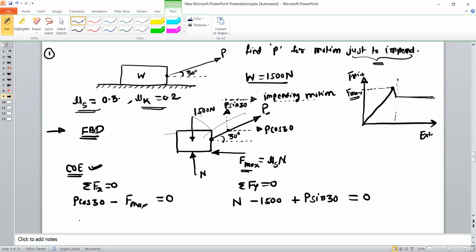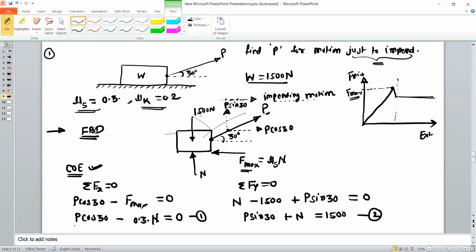So this F max is nothing but mu s into N. So P cos 30 minus mu s, where mu s is 0.3, into normal reaction, is equal to 0. You can call this equation 1. From the other equation, we can write P sin 30 plus N equal to 1500. You can call this equation 2. If you observe, in the first equation we have P and N, and in the second equation also we have P and N. So you can solve these equations simultaneously.